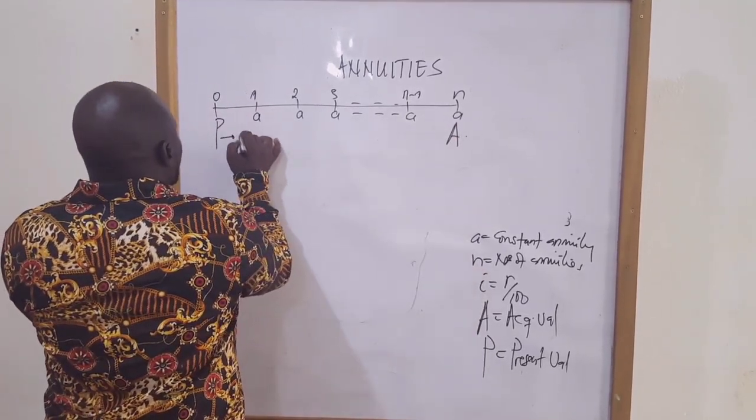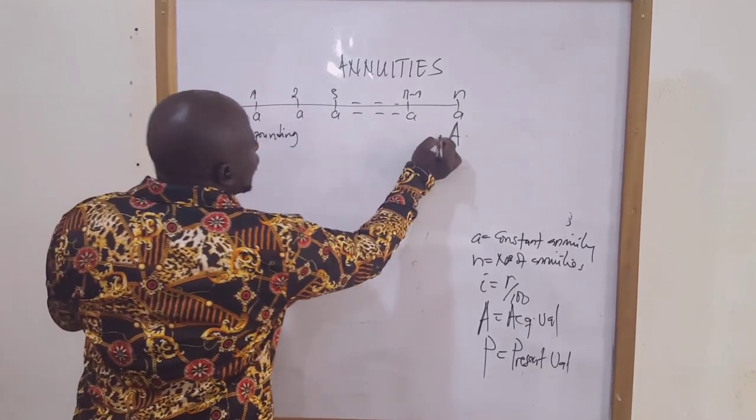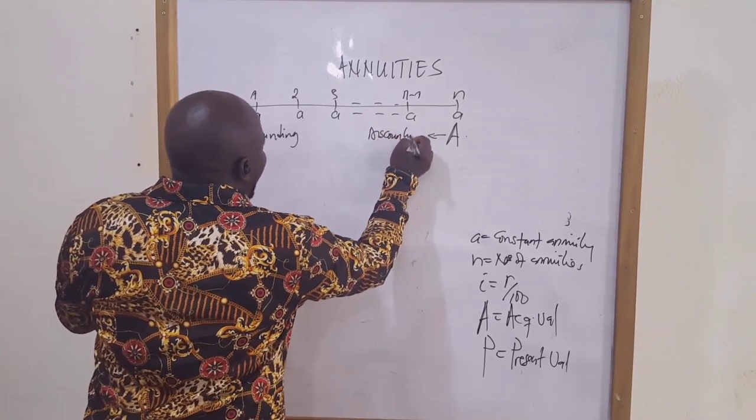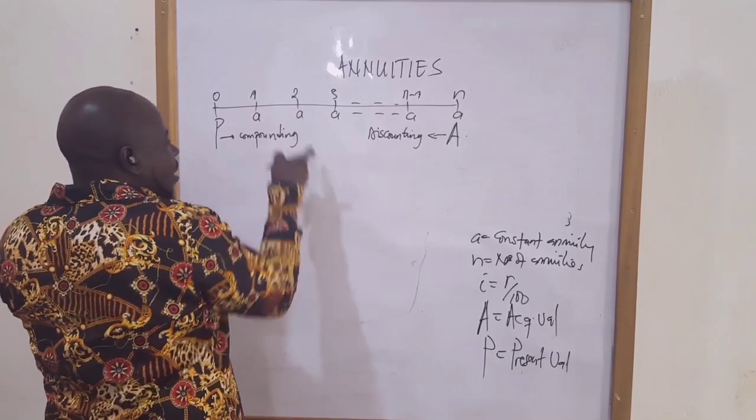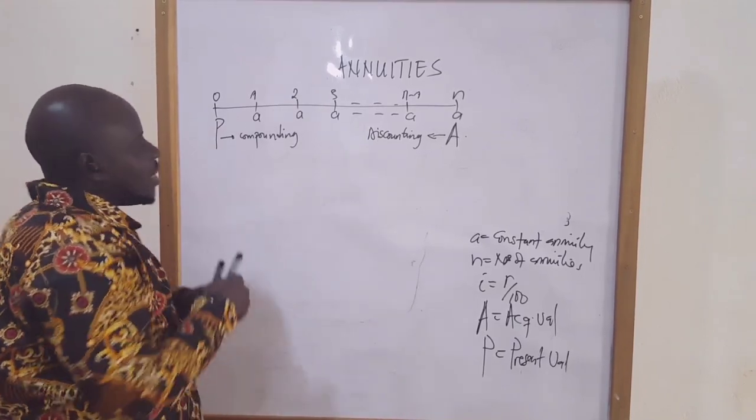Remember, if we leave from here and going like this, we are compounding. And if we leave from here and coming like this, we are discounting or actualizing. Leave from here going this way, we are compounding or capitalizing. Leave from here coming back, we are discounting or actualizing.